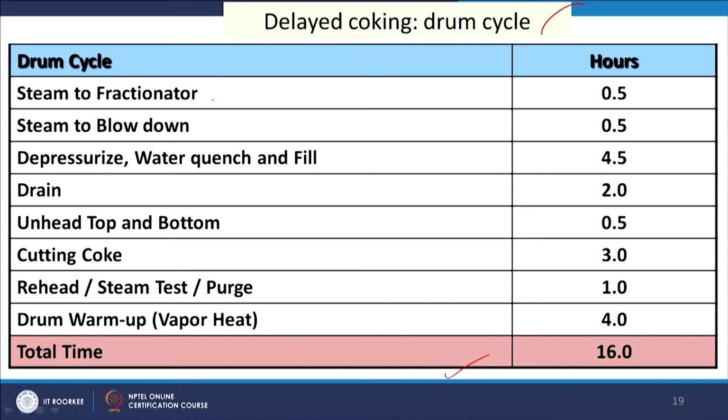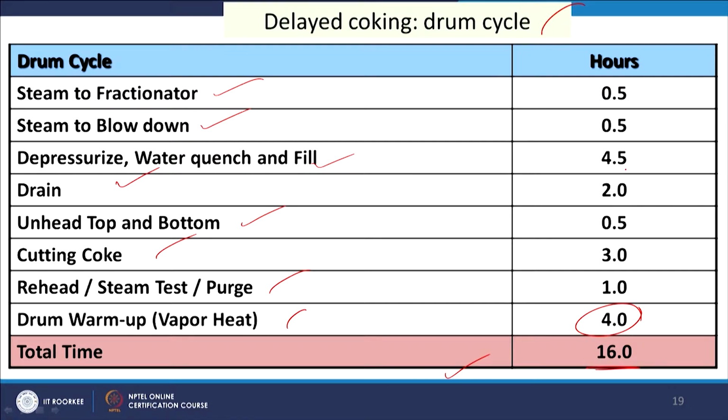You see here steam to fractionator, then steam to blow down, then depressurize, water quench and fill, and drain, unheat top and bottom, and cutting coke, and reheat, steam test purge, and drum warm up. So, you see the drum warm up requires around 4 hours out of 16 hours.